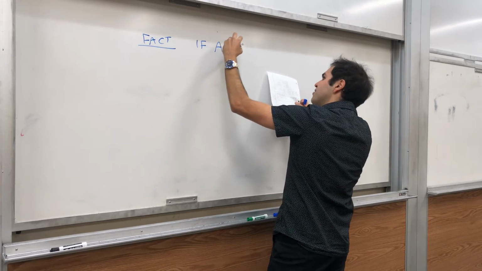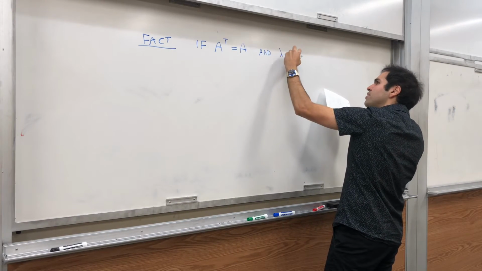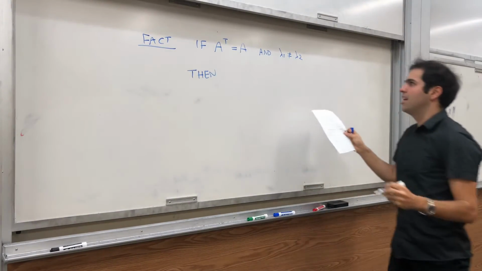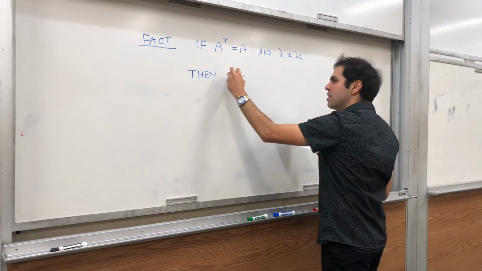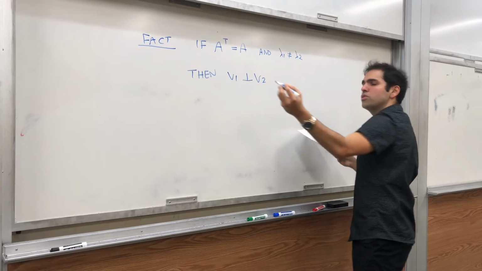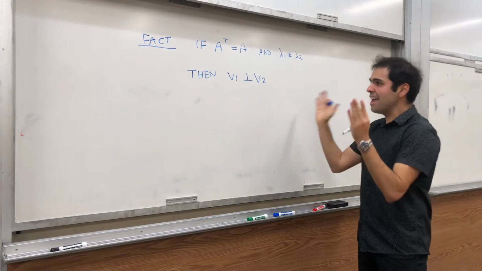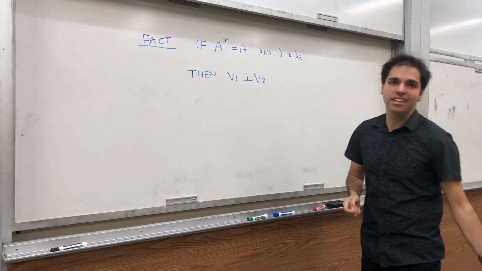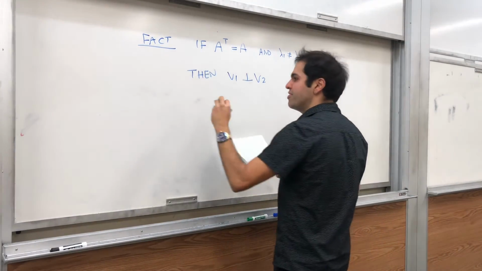Namely, if A is symmetric, so if A transpose equals A, and you have two different eigenvalues, then if you take an eigenvector corresponding to lambda 1, let's call it V1, and an eigenvector corresponding to lambda 2, which is V2, those two things are automatically perpendicular. In other words, eigenvectors corresponding to different eigenspaces are automatically orthogonal.